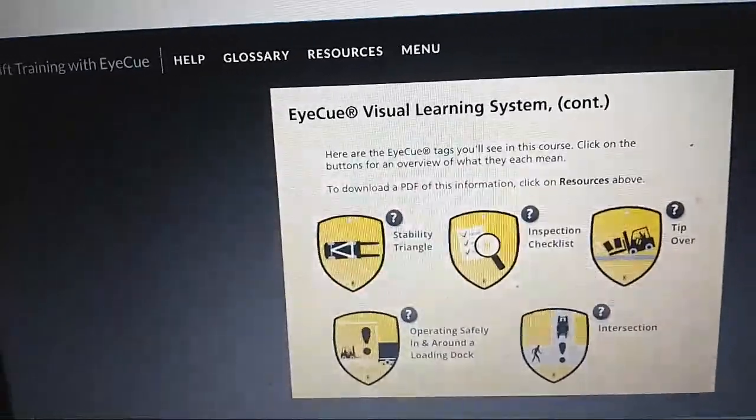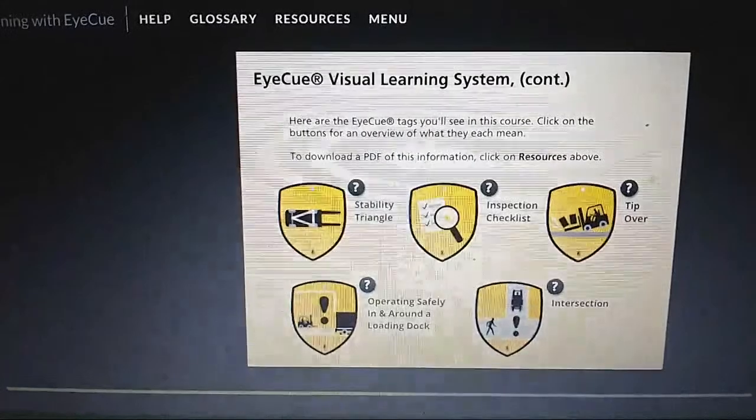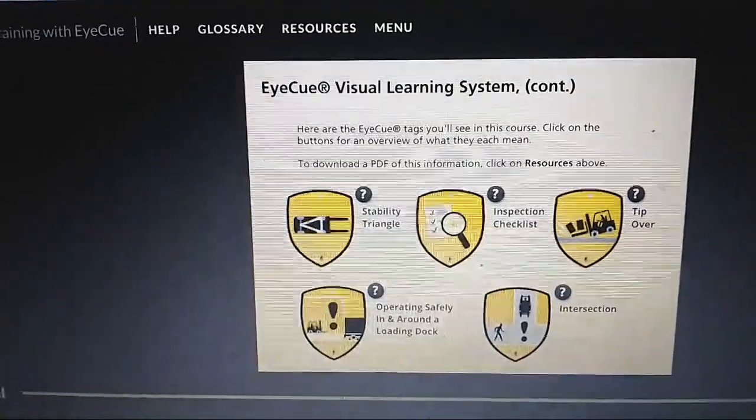Here are the EYECUE tags you'll see in this course. Click on the buttons for an overview of what they each mean. To download a PDF of this information, click on Resources above.